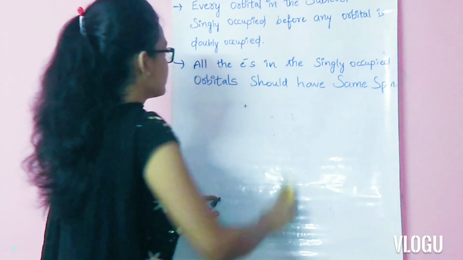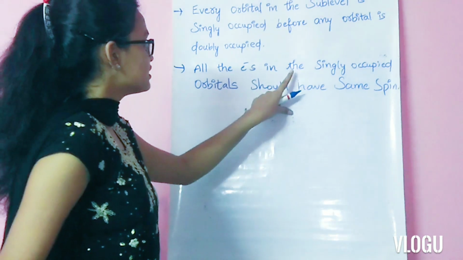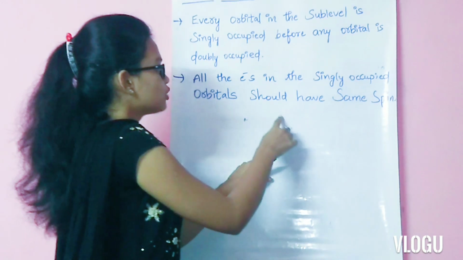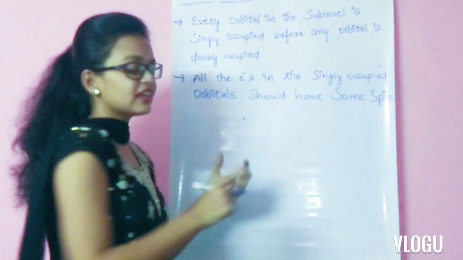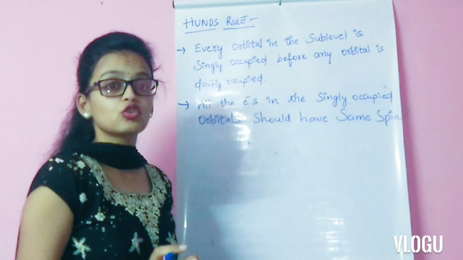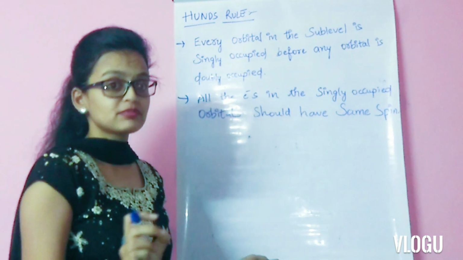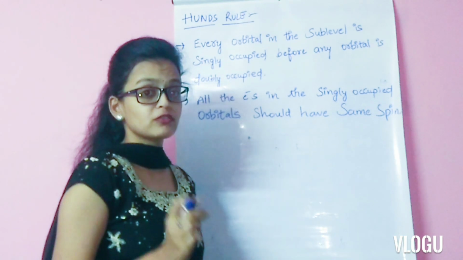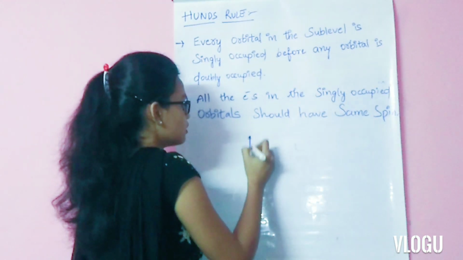And one more thing, all the electrons in the singly occupied orbitals should have the same spin, whether they have the forward spin or backward spin, but all the electrons should have the same spin. Only then is the maximization of the spin possible.